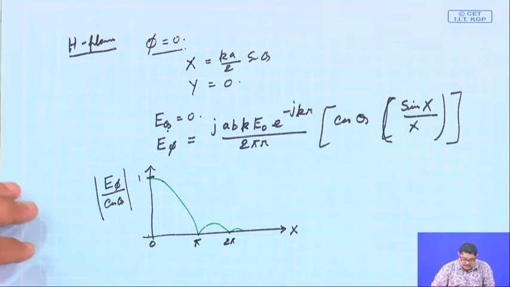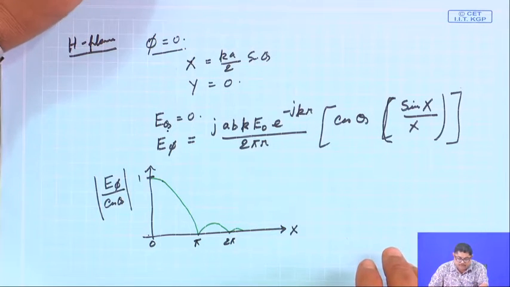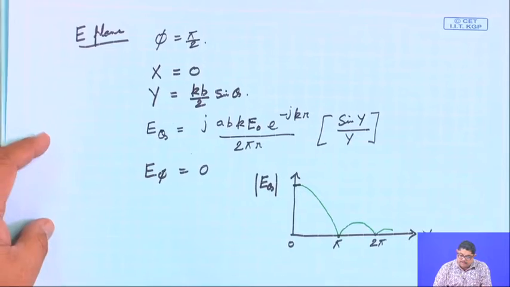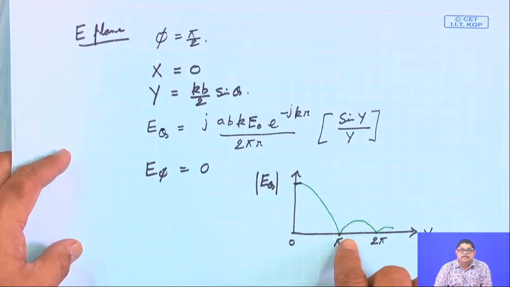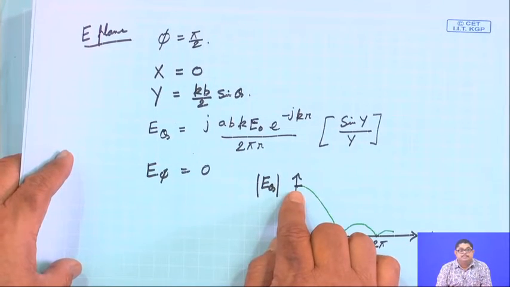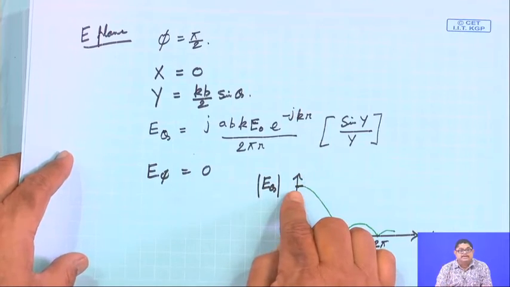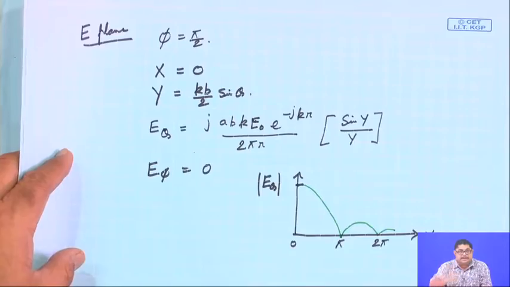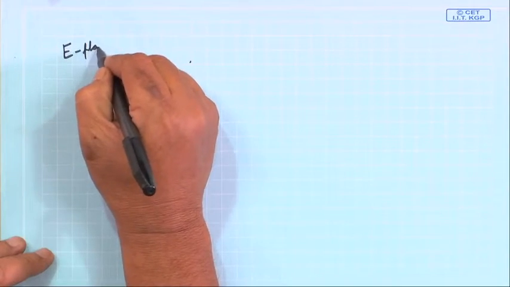Now, let us look more closely at this E plane pattern. So, where are the nulls occurring? Because we know the main beam, the maxima, is at y equal to 0, that means in the broadside direction, z equal to 0. So, let us see the E plane pattern again.